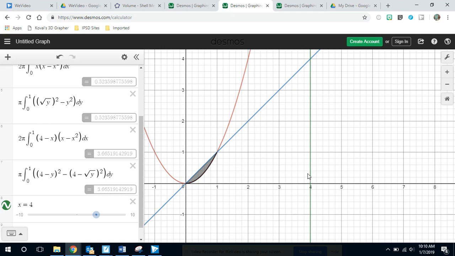And if we look at this, the radius is from 4 minus x. So, for example, at about where my mouse is right now, the radius would be about 3.4. So that's 4 minus 0.6.